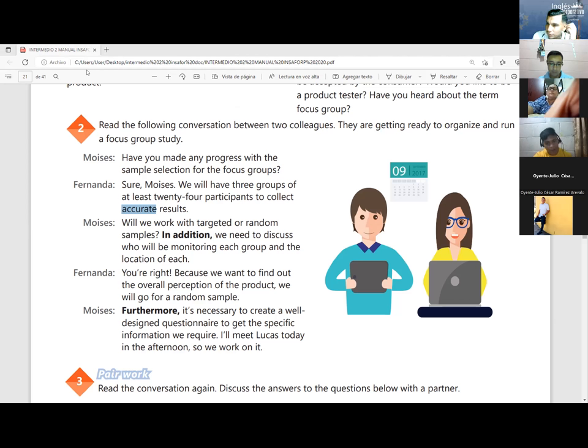Okay, perfect. Good pronunciation. Both of you, Miss Estela, excellent job. Mr. Angel, too. Just the pronunciation of this. Okay, remember when we have an S at the beginning, we say specific. Okay, specific. Specific.